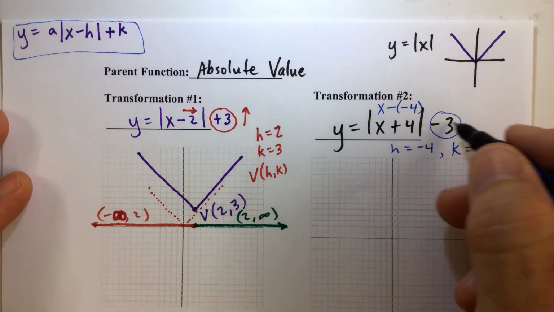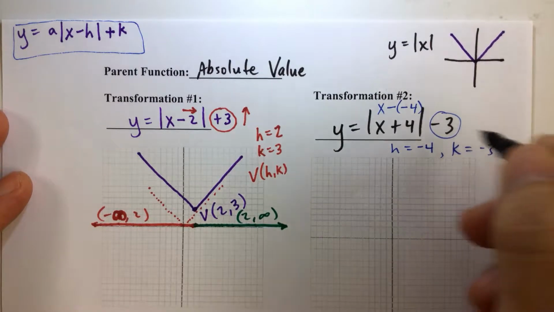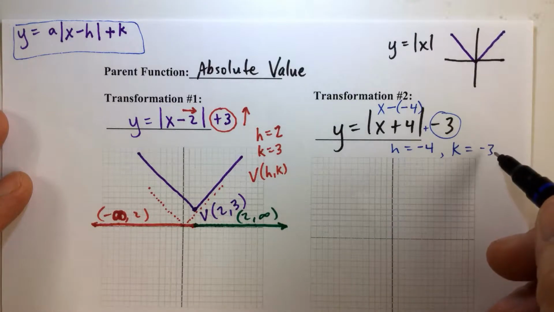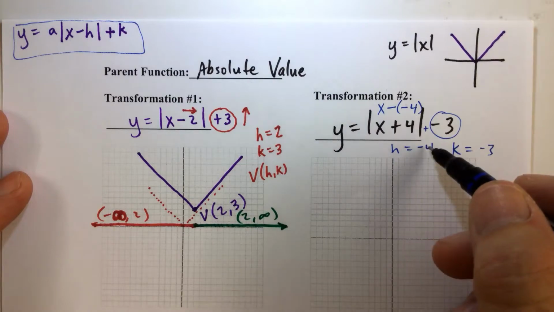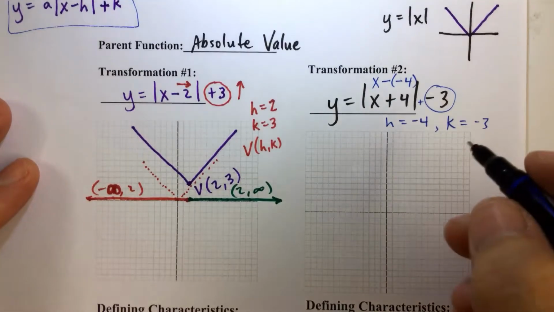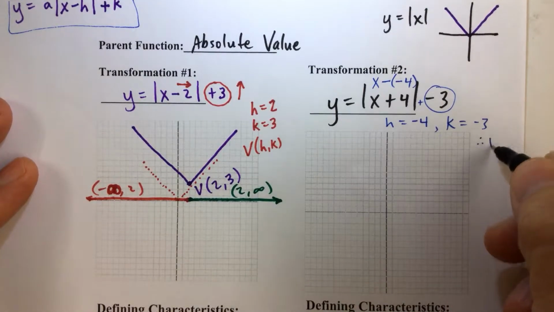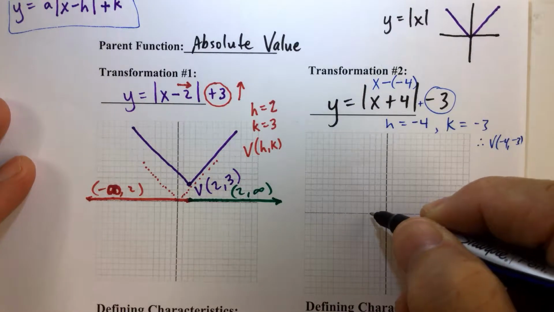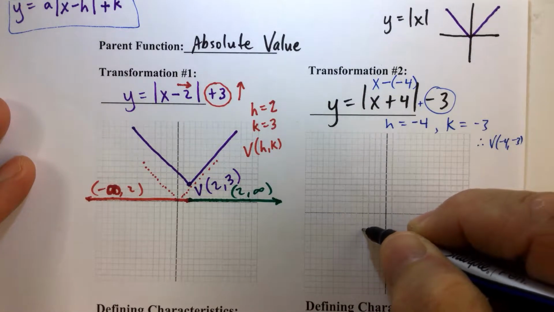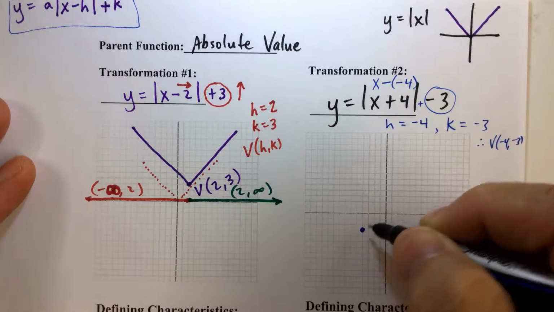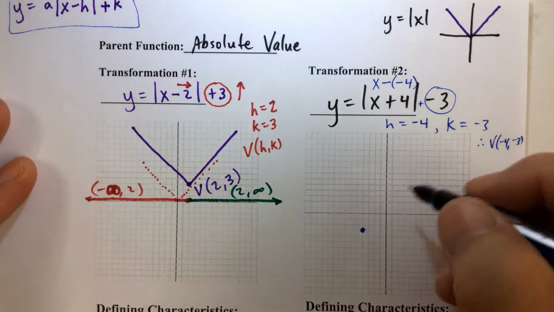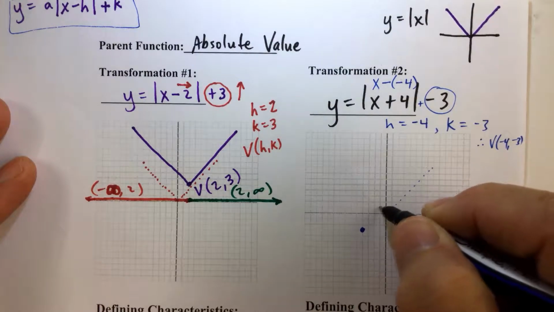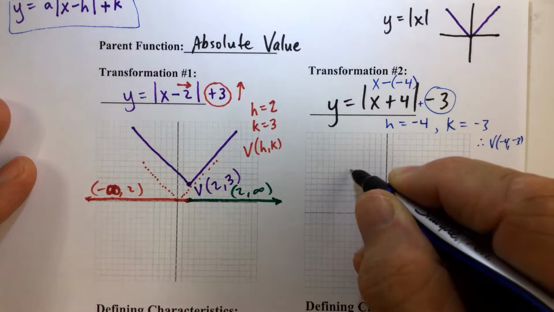So anyway, h has a value of -4, and k is whatever's added, and here we have -3 being added. So it's like plus a -3. So k you have to identify as -3, h is -4. That means the vertex, therefore, is (-4, -3). So we go 1, 2, 3, 4, 1, 2, 3, and we have our vertex. The original function, the parent function without any transformations, looks like that.